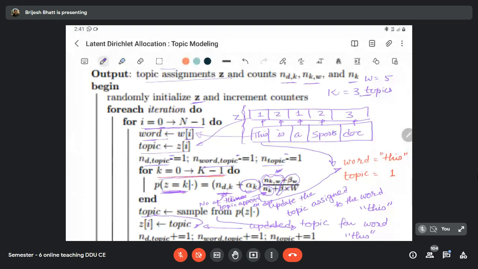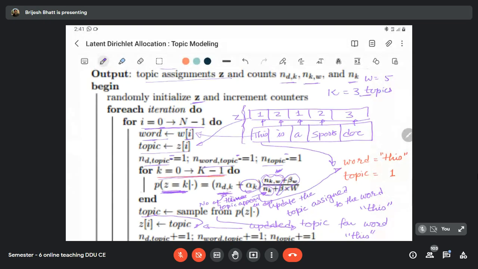Alpha k and beta w are the smoothing factors of the algorithm, which we need to initialize at the beginning. So these are the hyperparameters which you need to initialize and train. Throughout your training, alpha and beta will remain the same. But what you count in your process is ndk, nkw, and nk. Right? So you count this and you have this topic vector, the probability of z equal to k that we were looking for.